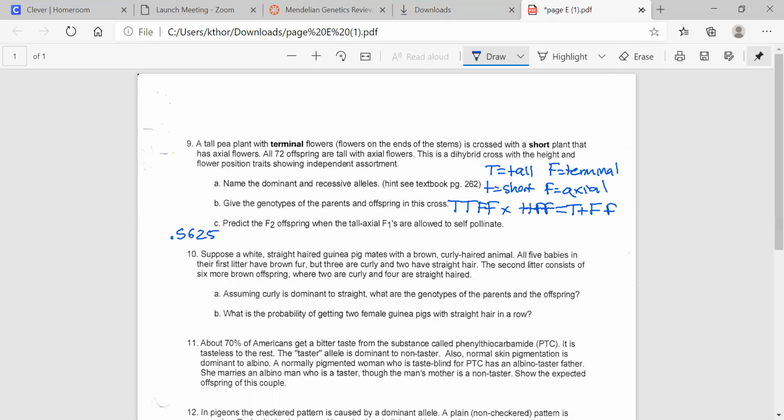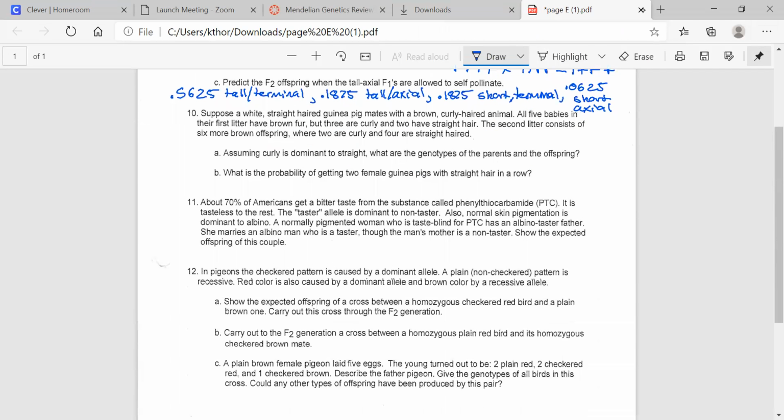0.5625 will be tall and have terminal flowers. Dominant. 0.1875 will be tall, axial flowers. Dominant recessive. 0.1875 will be short, terminal flowers. That's recessive dominant. And 0.0625 will be short, axial flowers. Recessive. It's always a 9-to-3-to-3-to-1 ratio when you have a heterozygous cross with a heterozygous.